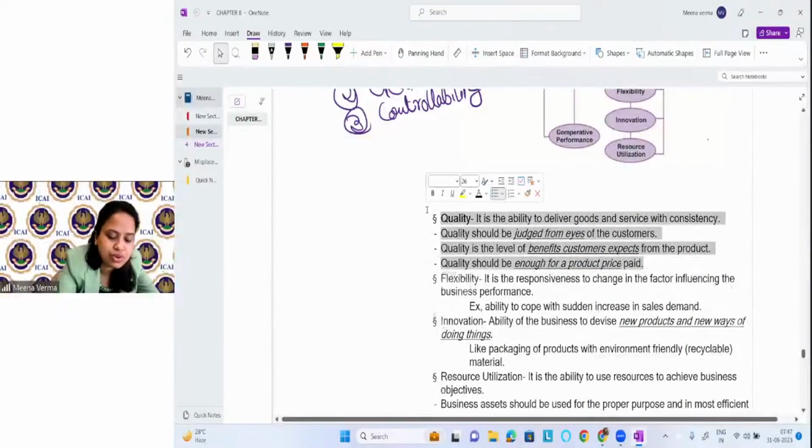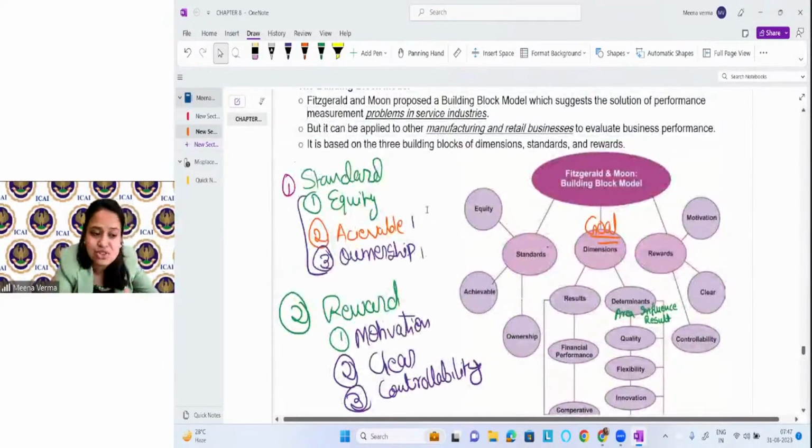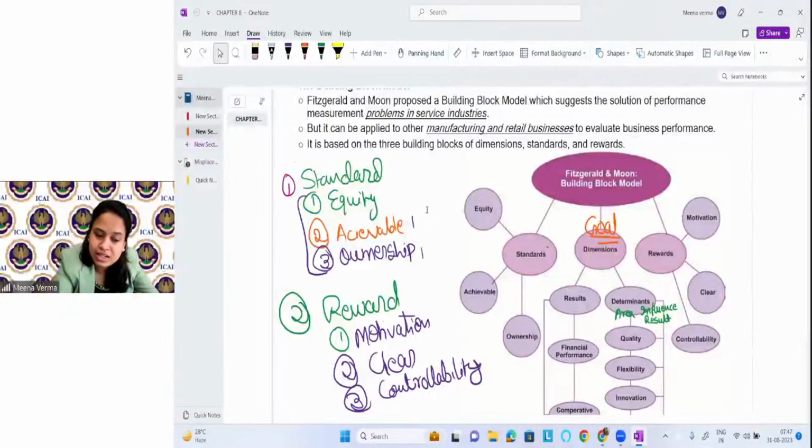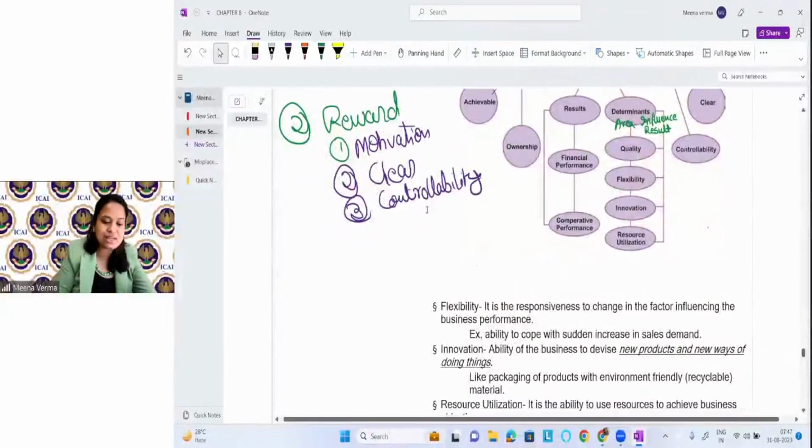This is something you can write on your own. Just remember this: dimension means goal of the company. And in dimension, we will consider the determinant. Determinant means the area that influences the result of the company. That will obviously be quality. Quality influences the result of the company, right? Next is flexibility.